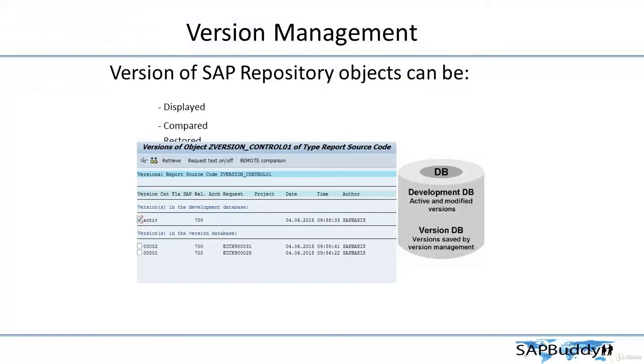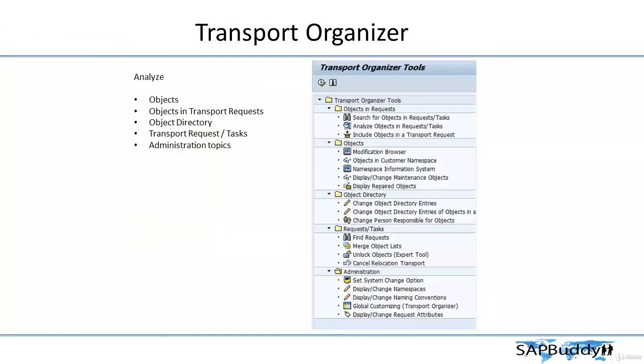Now let us see what is the transport organizer. The transport organizer tool, we can say, is a collection of tools related to transport management. The transaction code for transport organizer is SE03. We can also navigate from SE09. We have seen some time before that for merging of objects we can use the transport organizer. The transport organizer has many tools collected in one specific place. The transaction code to access the transport organizer tool is SE03.